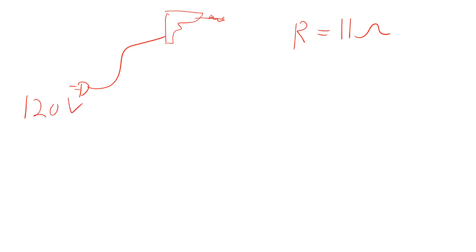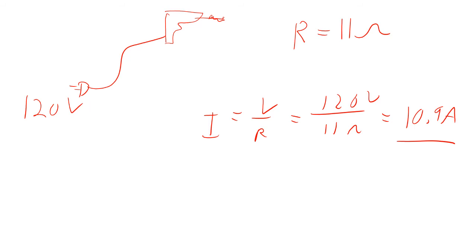Now, I know it's AC, not DC, but let's just pretend, because you can think of this as a circuit, and if you think of it as a circuit, naively, you'd say, well, how much current does the drill pull? You would think, well, the current is going to be V over R, so 120 volts over 11 ohms, and so that would be 10.9 amps.